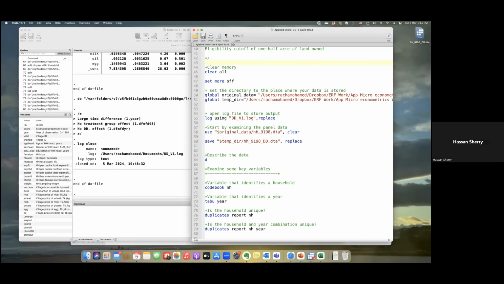Obviously, the surveys at ERF will provide us with the weights, right? Yes. They're given in the survey. Yes. Okay. Thank you.